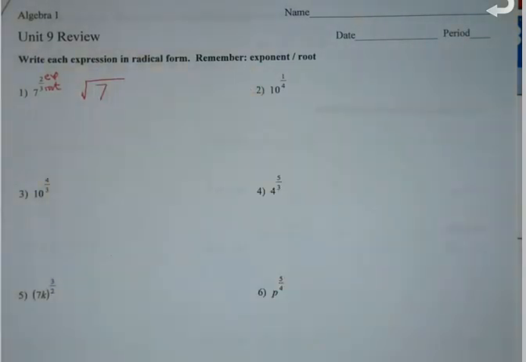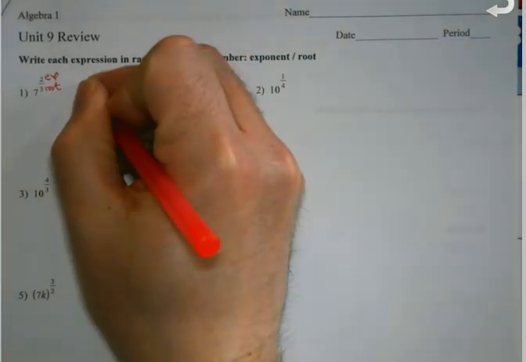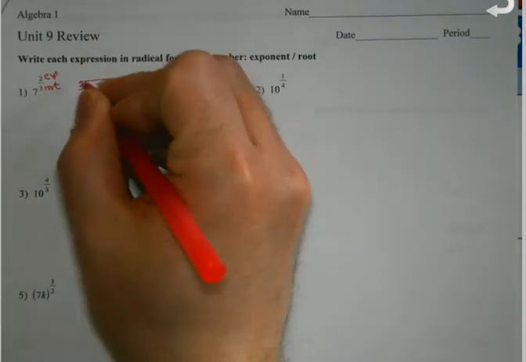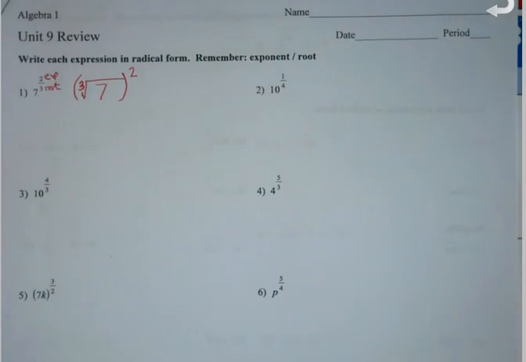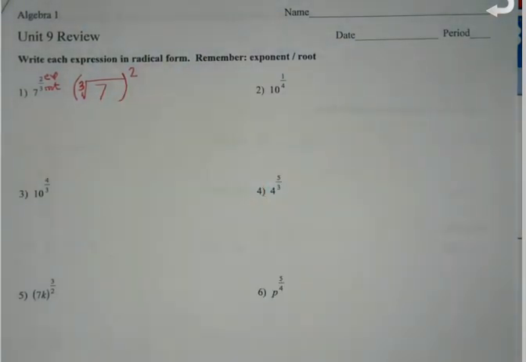Remember, the 7 will be underneath. The root is the little number that goes out here. So it's a cubed root, not a square root or something else like that. And then my exponent will go on the outside of that. Now some of you may say, could I put the 2 here? You can, but sometimes if we get multiple things working, that might not be such a good idea. We'll talk about that when we get to one of them. But that's how these are going to work.